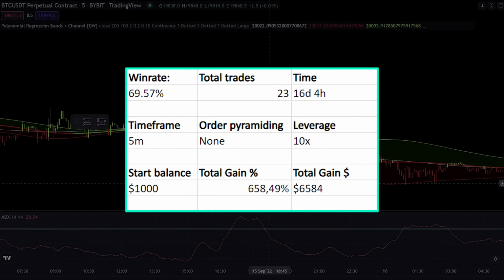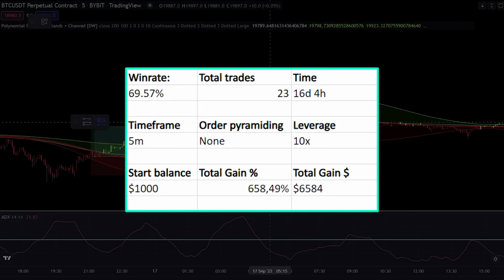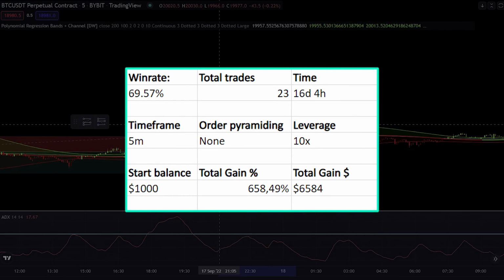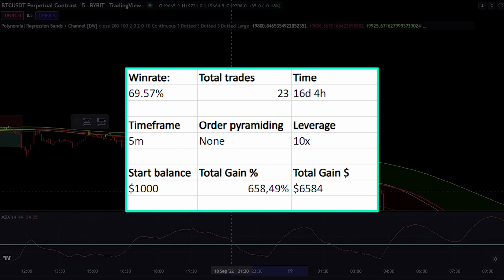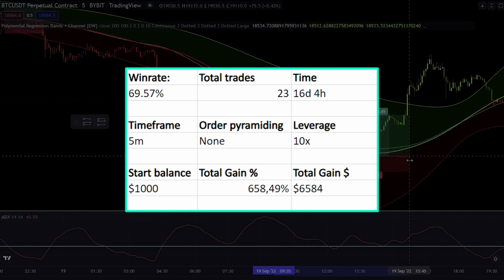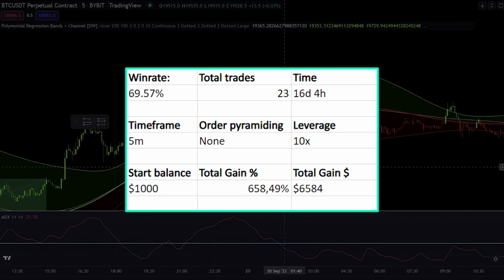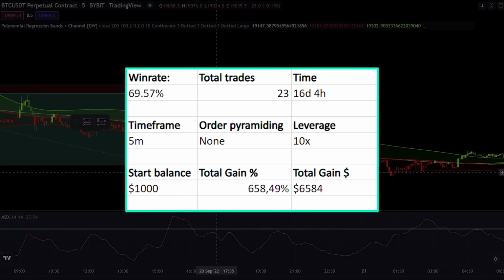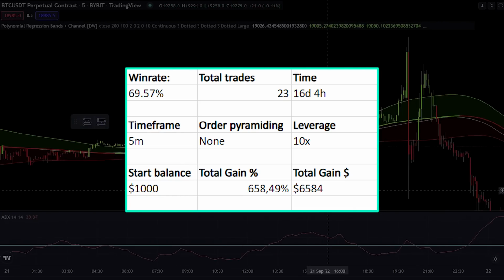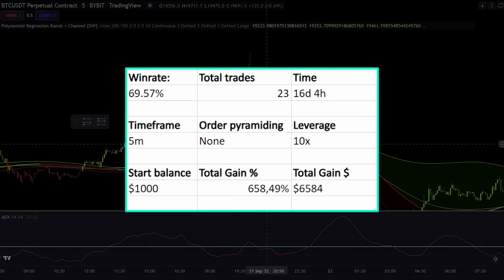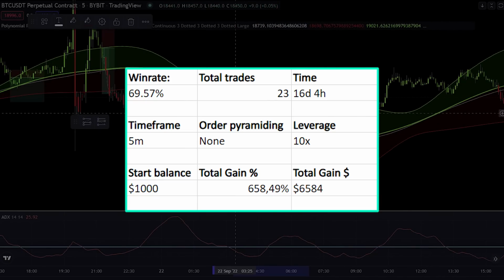As you can see, we entered around 1 to 2 trades per day. We entered a total of 23 trades and got a win rate of 69.57% with 16 wins and 7 losses. The total gain on the account with 10x leverage was 658%. We also didn't make use of order pyramiding.